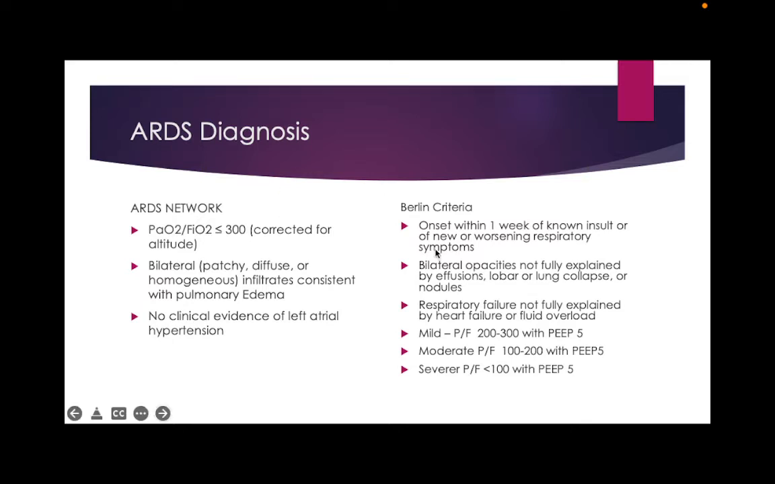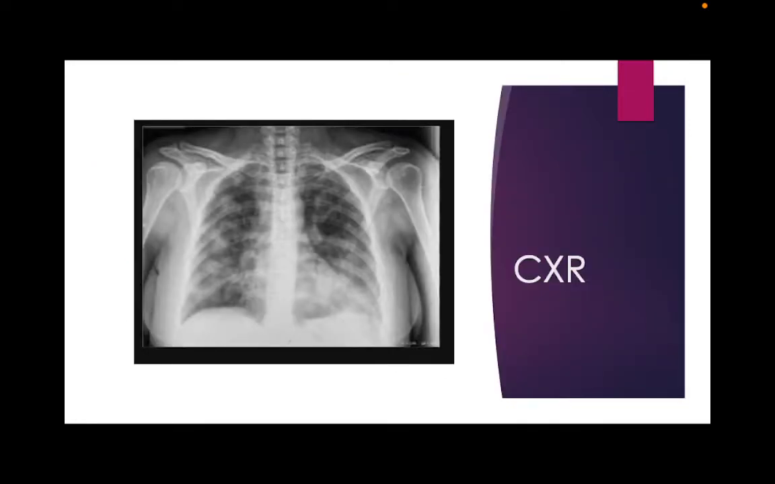The Berlin diagnosis is similar, but it's a little bit more precise. It specifies onset within 1 week of known insult or new or worsening respiratory symptoms, right? So we have weird x-rays out in outpatient. Agreed? We have patients who may have had an x-ray that looks like this, and they felt the same for the last 8 months, and they are not oxygenating well, but they haven't changed in 8 months. That is not ARDS, okay?